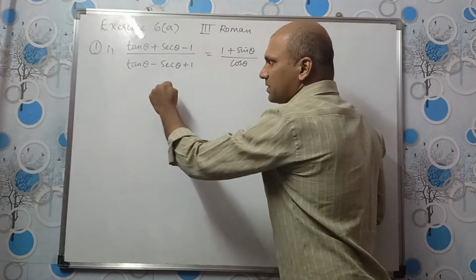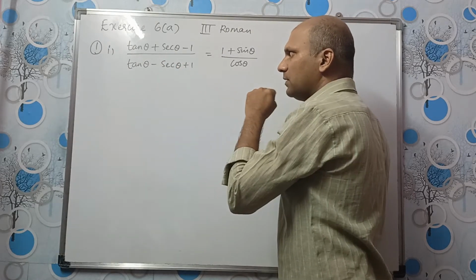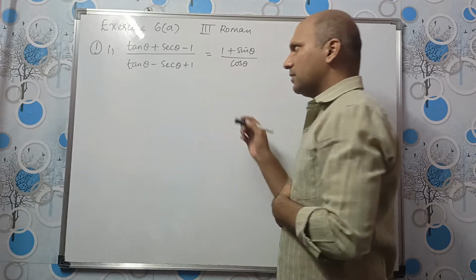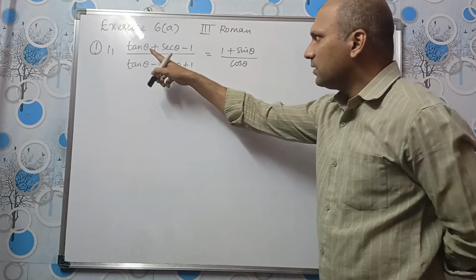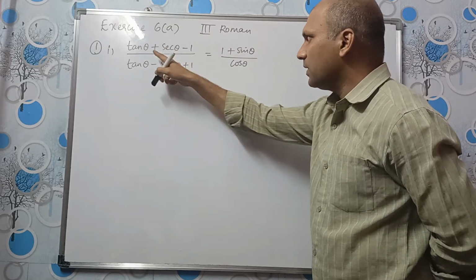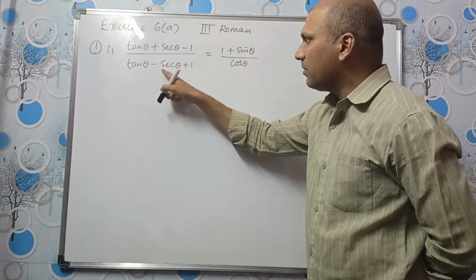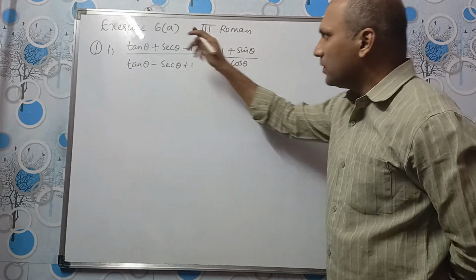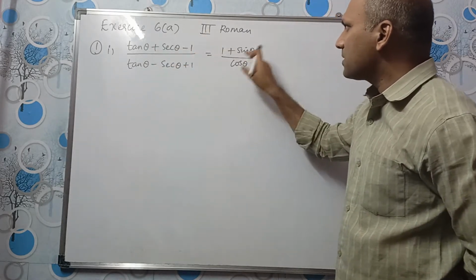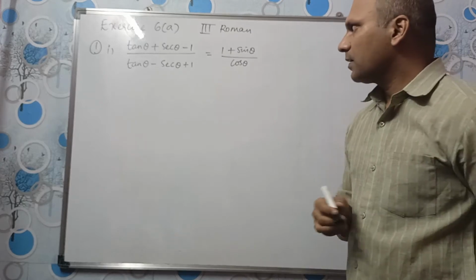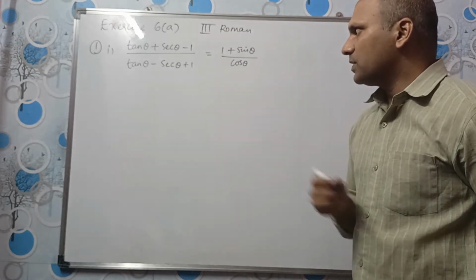Okay, first problem, first bit. This problem is actually in the 10th standard. Okay, see what is given: (tan theta + secant theta - 1) divided by (tan theta - secant theta + 1). We should prove that this is equal to (1 + sine) divided by cos. Okay, how should we simplify this?